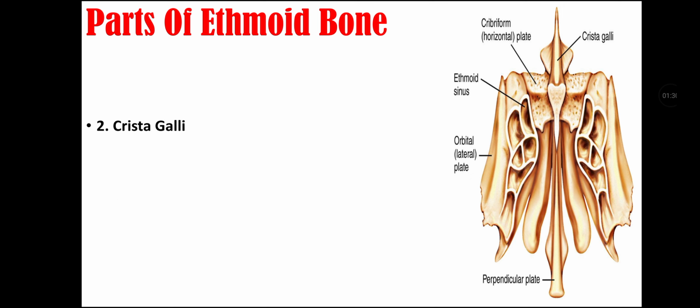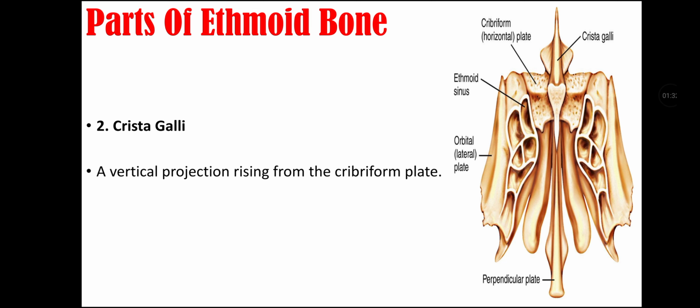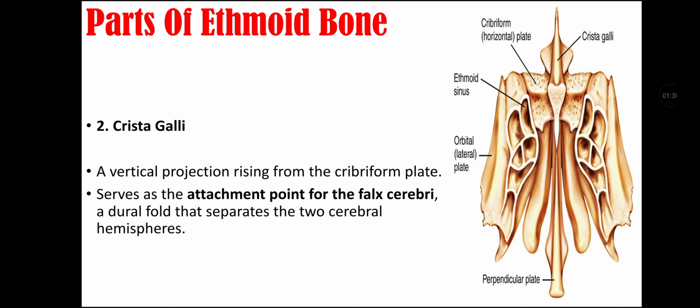Next part of ethmoid bone is crista galli, that is a vertical projection that arises from cribriform plate. As you can see in diagram, it serves as an attachment point for falx cerebri, that is a dural fold that separates the two cerebral hemispheres.